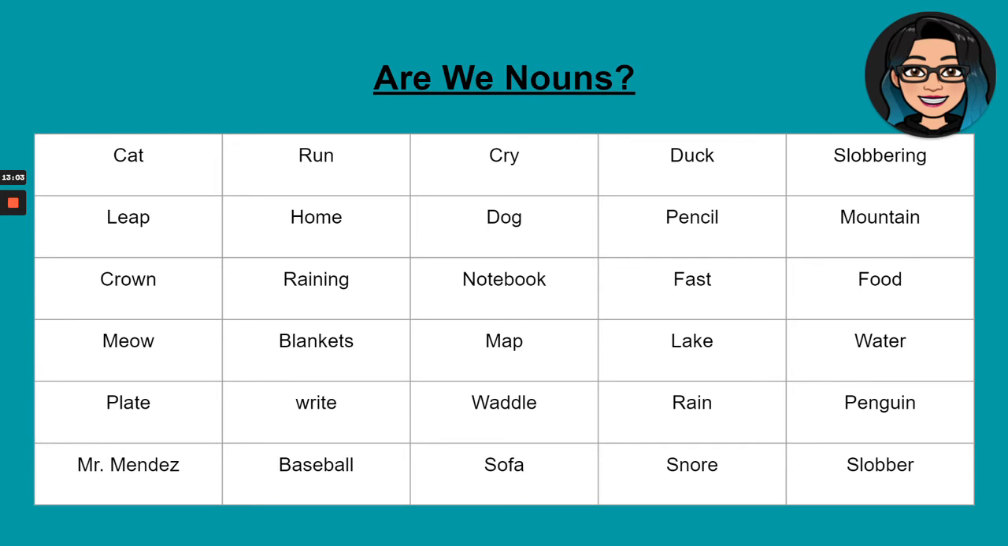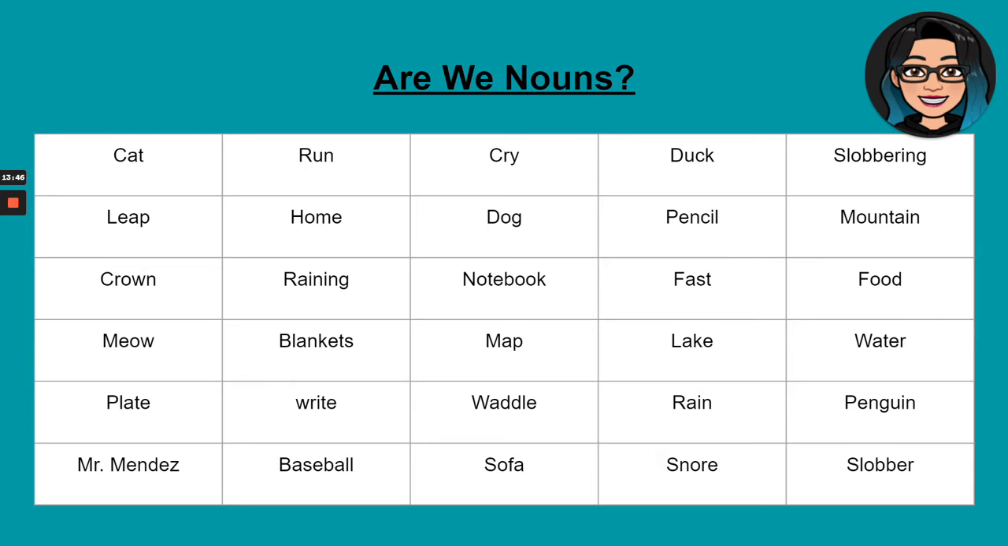The next word is cry. Do you think that cry is a noun? The next word after that is dog. Is a dog a person, place, or thing? And the next word is notebook. And now we have the word map. And the word that we have next is waddle. Kind of like when you watch a penguin waddle.